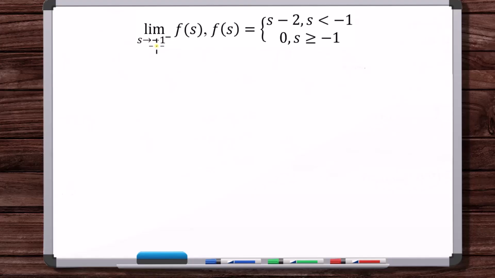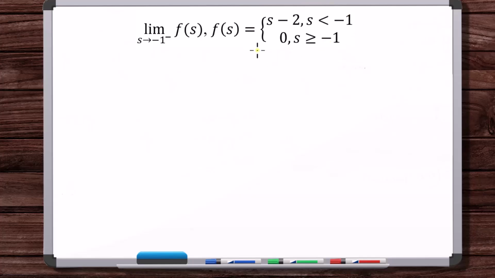Okay, the limit as s approaches minus 1 from the left of f of s, where f of s is this piecewise function with a transition point at minus 1. Away from the transition point, you've got a polynomial and a constant function. So this function is going to be continuous everywhere and defined everywhere, and it's going to be defined at minus 1 as well, defined as 0. And so we might be able to just plug in minus 1 into the function. So f of minus 1 would be 0, but that just depends on what the function is doing at minus 1.